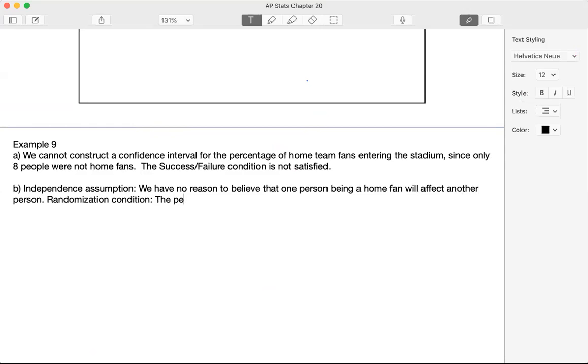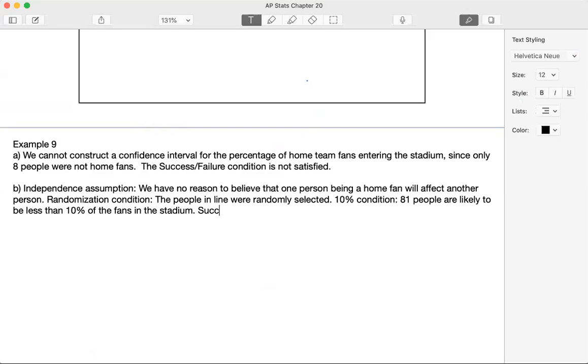The people in line were randomly selected. 10% condition: 81 people are likely to be less than 10% of the fans in the stadium. All right, success/failure condition.